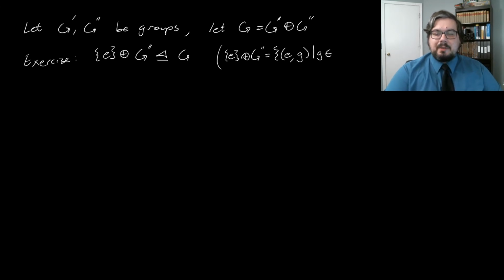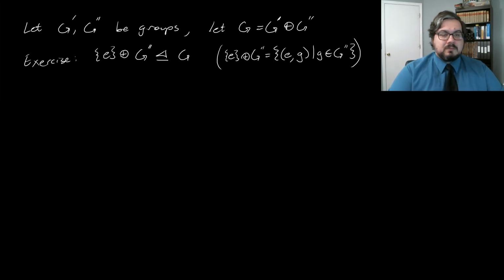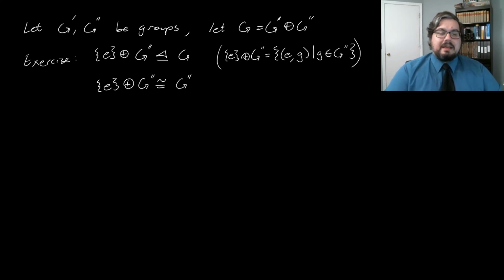So it's the set of all pairs (e, g), where g comes from G double prime. This is a normal subgroup of G. We have that it is, as a group, isomorphic to G double prime, where the isomorphism comes from basically just forgetting about that first component, because the first component in this set is always just the identity.